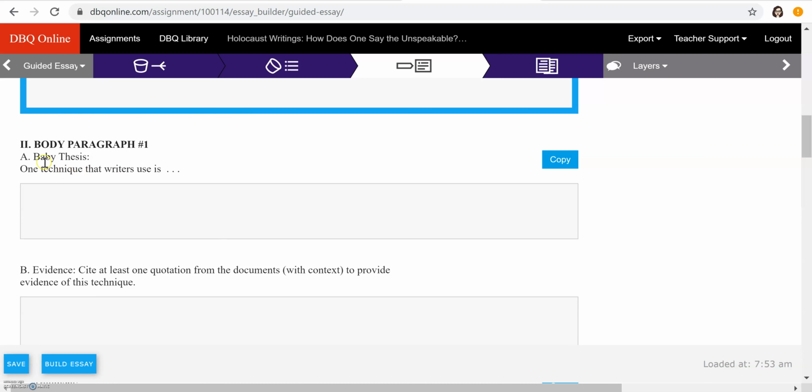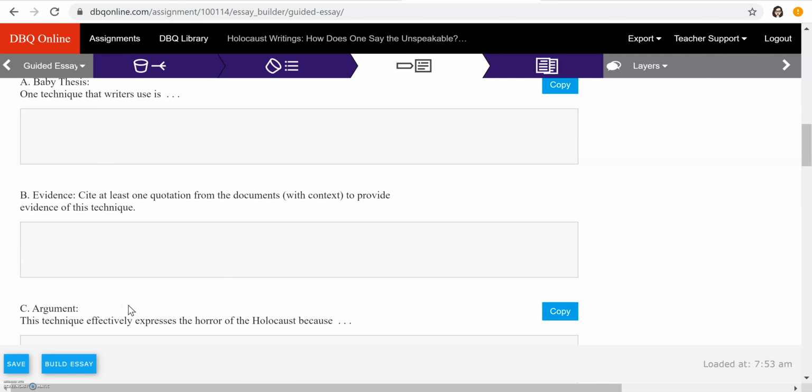So here it has your baby thesis. So one technique that writers use is repetition. So it's literally telling you how to write this sentence. It's giving you a sentence stem. One technique that writers use is, like we said, repetition for the first one.